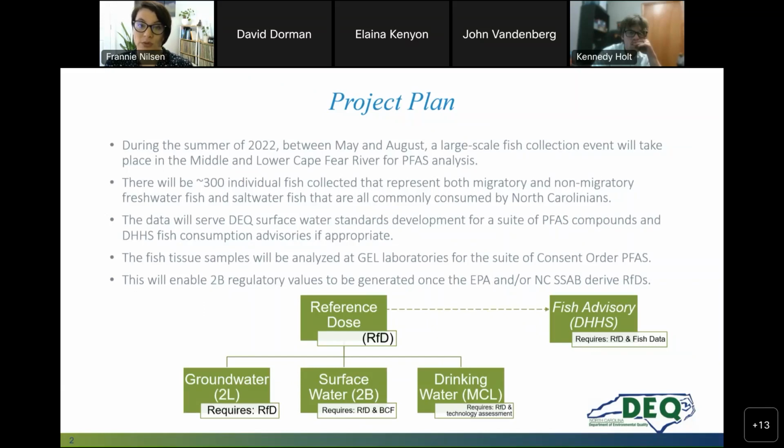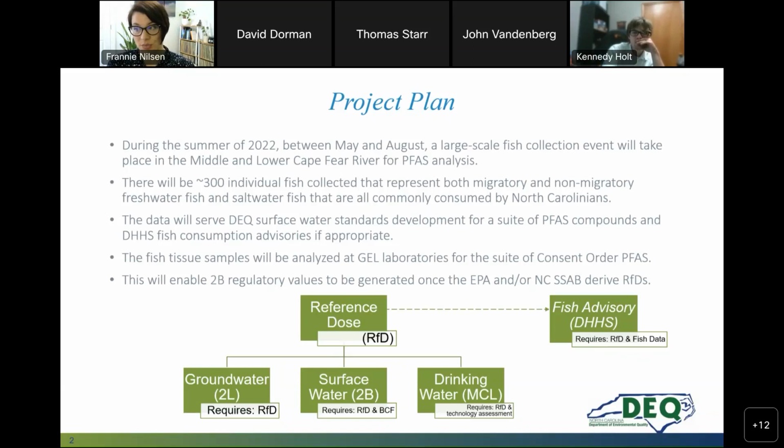Along with these fish samples, we are also collecting water samples, which I failed to put on this slide, but the water samples are an integral part of our surface water standard development and how we calculate a bioconcentration factor. This data will serve our surface water standards development for the suite of PFAS compounds, and then the number of fish and the locations that we're using will also serve DHHS to derive fish consumption advisories if appropriate. And so we've designed this so there will be enough data to do that if necessary.